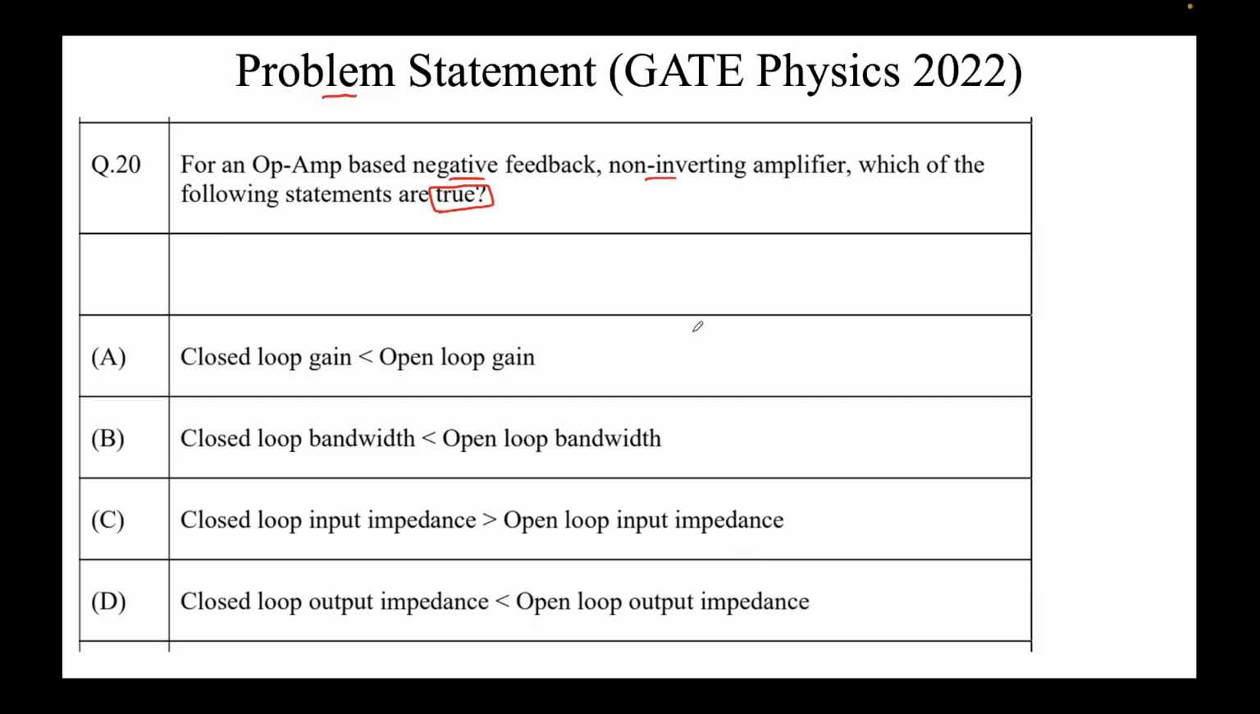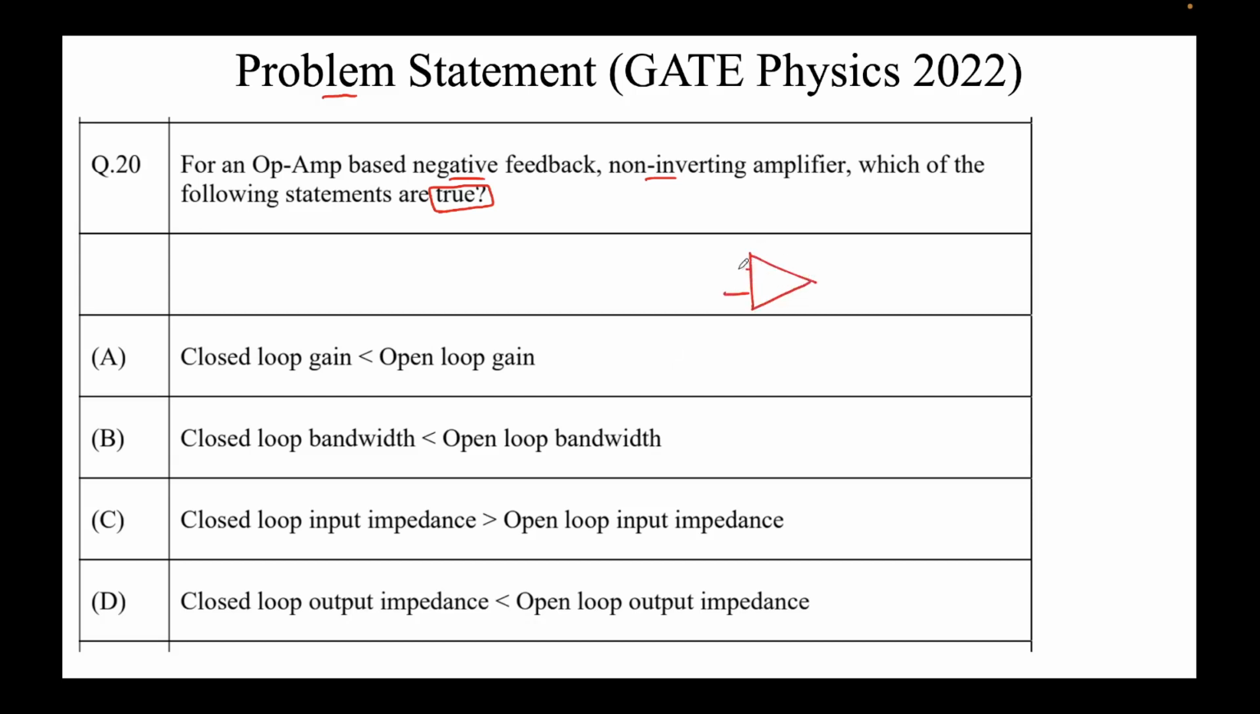This is a multiple choice question where more than one option can be correct, and we have to identify the correct options. Now, just look carefully at the question. What it's asking us is to compare the op-amp in two configurations, closed loop and open loop. Open loop configuration is when there is no feedback.